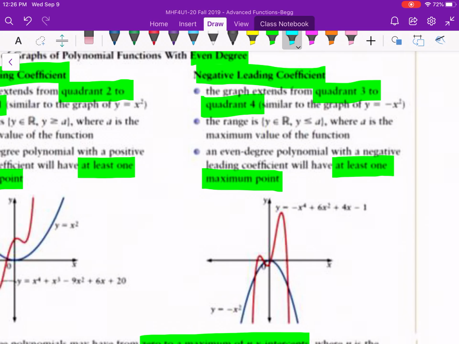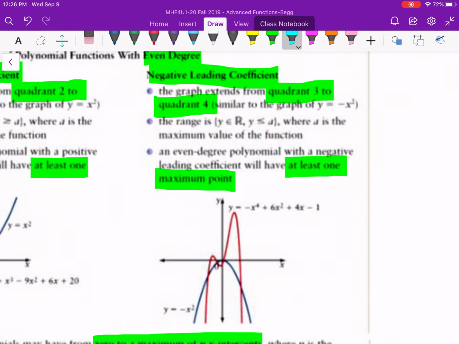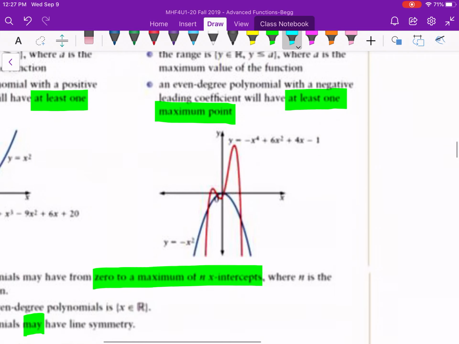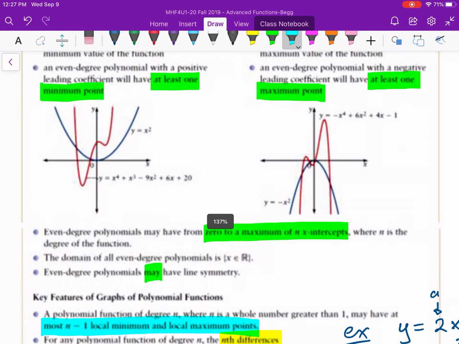Again, a negative leading coefficient just means it's reflected in the x-axis. Now they're all going to behave like parabolas opening down. So that means they're all going to go from quadrant 3 to quadrant 4. And the range is going to be anything below the vertex or whatever that local maximum is. There has to be an absolute maximum. An even degree polynomial with a negative leading coefficient has to have at least one maximum point.